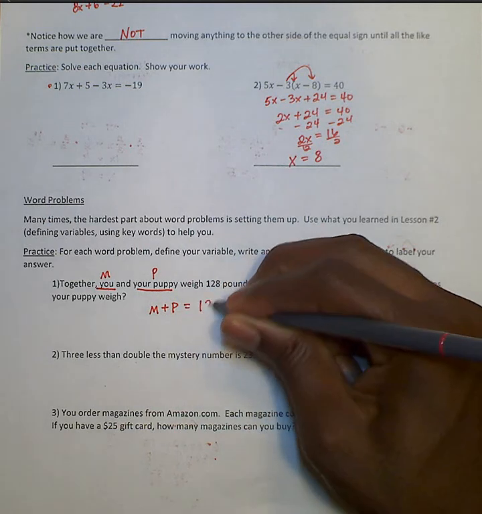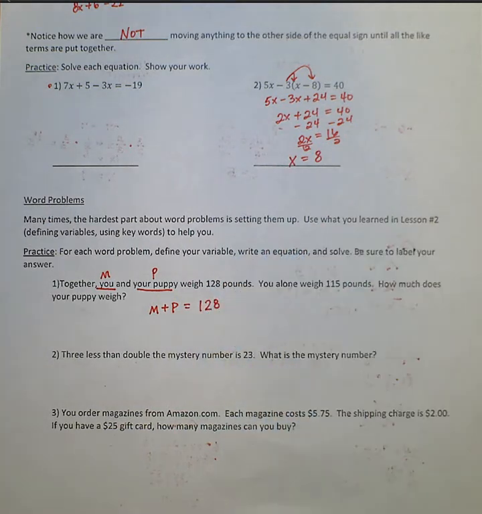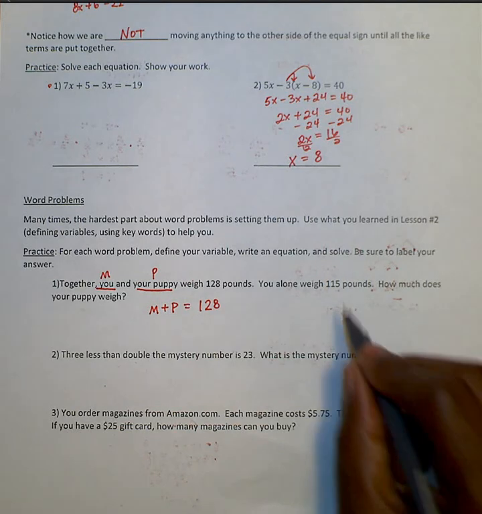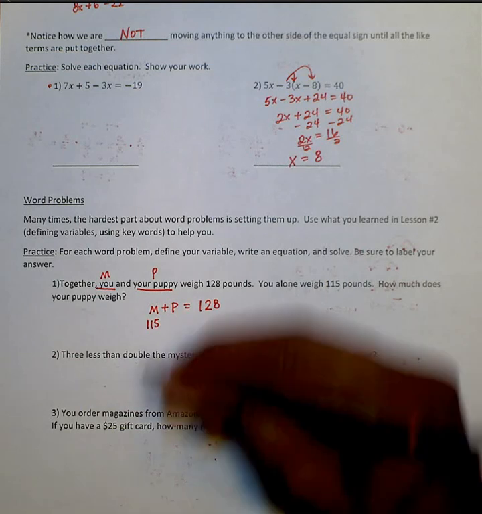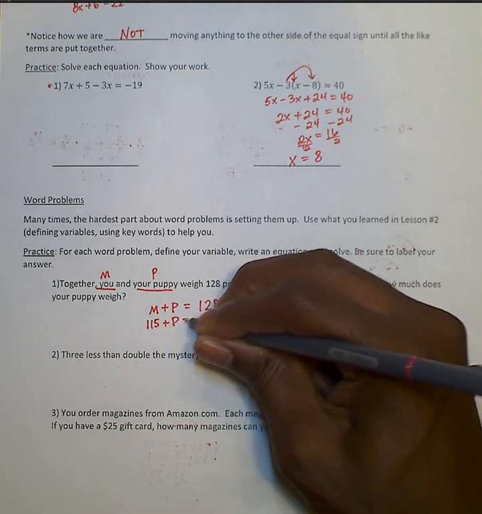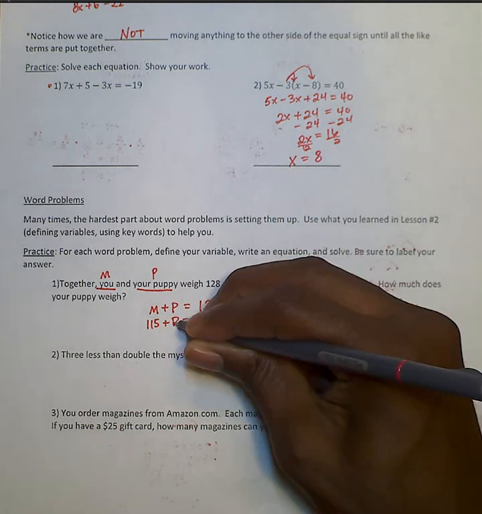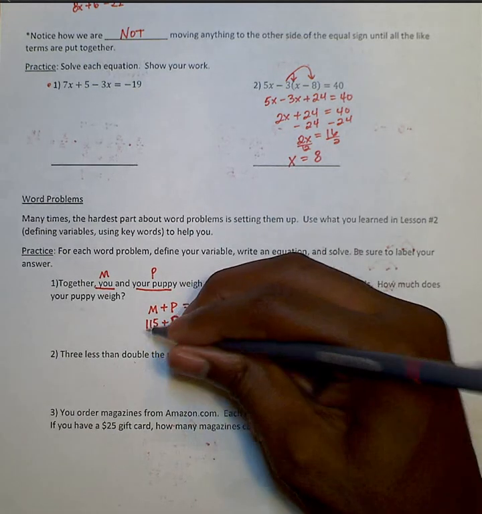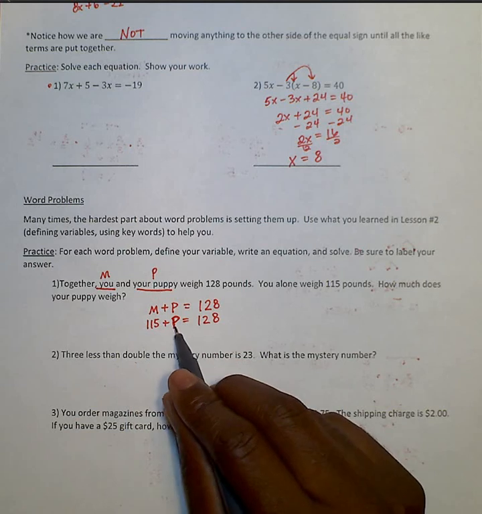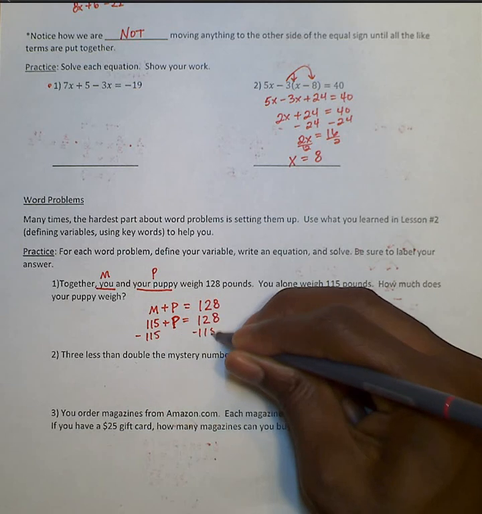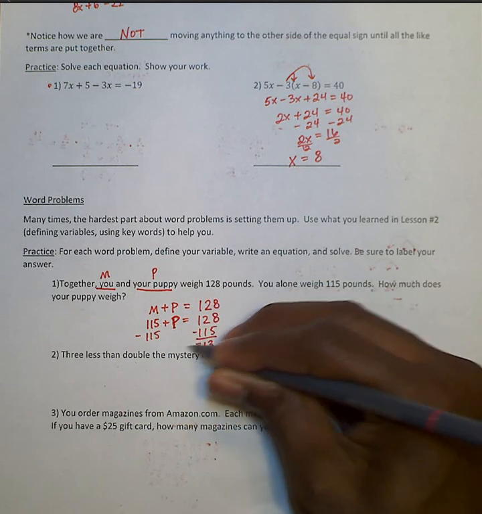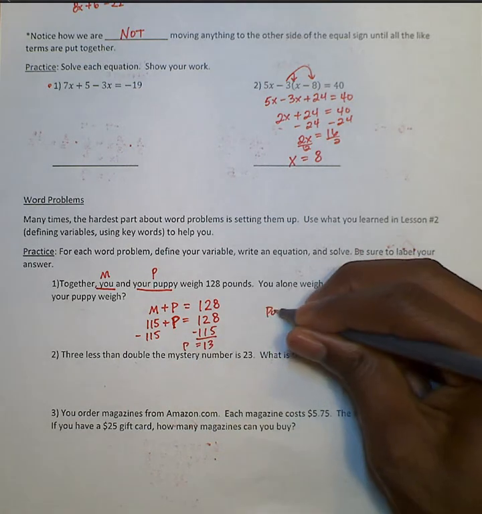If this was all the information that we got, we really wouldn't be able to do anything with it as far as solving this problem. But the problem goes on to say that I weigh 115 pounds. Me, 115. Still doesn't tell me about the puppy, and actually that's what it's asking me to find. So I can solve this now just by saying, okay, I have an equation. I want to get P by itself, or my puppy's weight by itself. So I subtract 115 pounds from both sides, and I found out the puppy is 13 pounds.